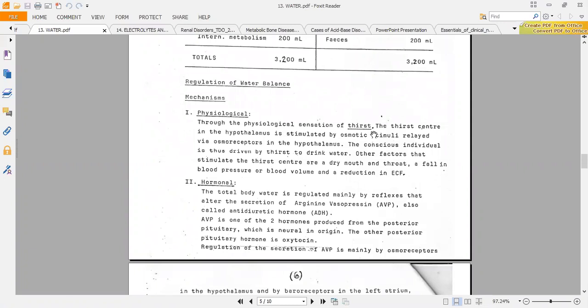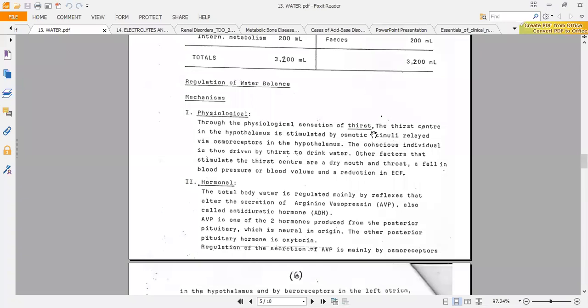The hypothalamus has the thirst center, so when you are thirsty, you just go and drink water. So the first mechanism of water regulation is physiological. The second and the most important mechanism is the hormonal. This one has to do with hormones, and the major hormone for water regulation is ADH, which is antidiuretic hormone, also called vasopressin.